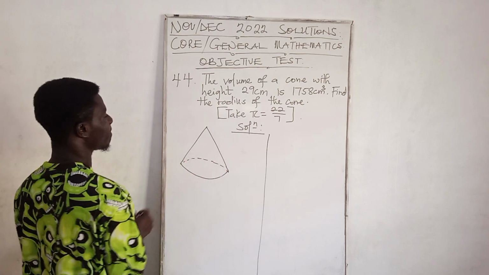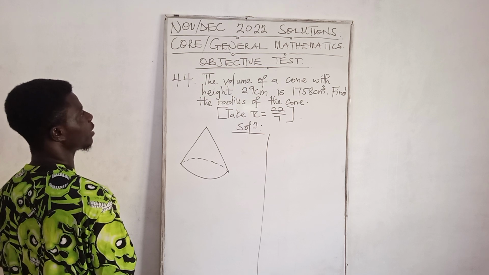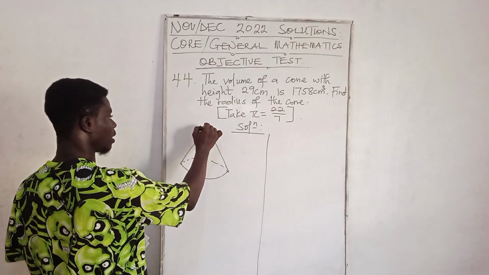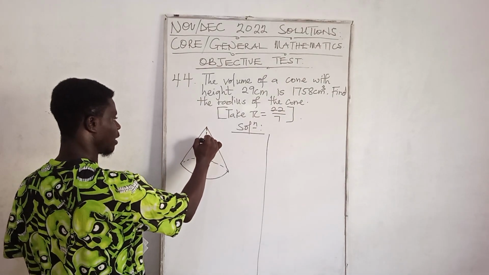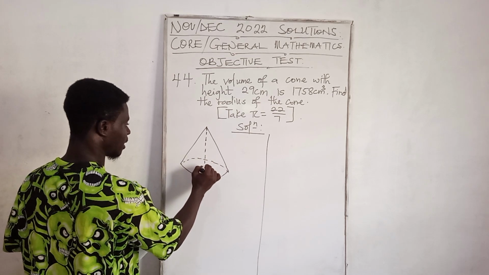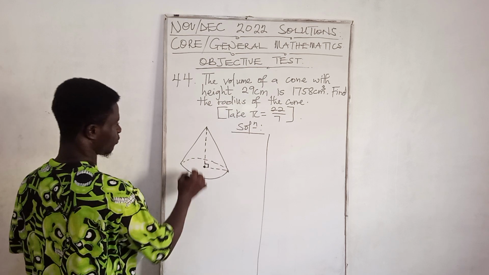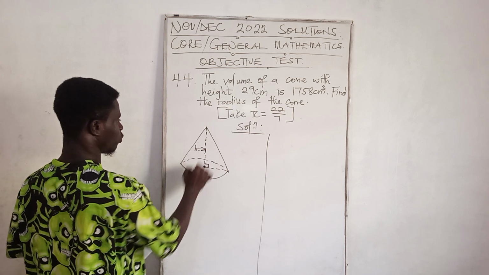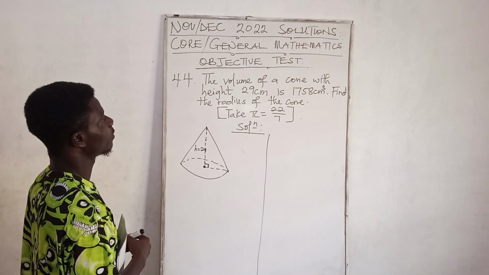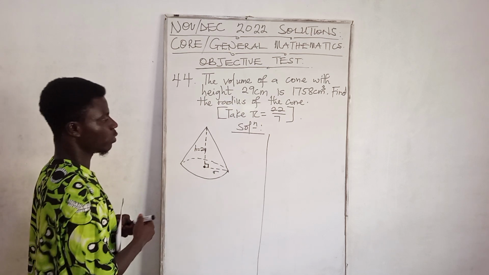You have a cone. Then they are saying that the volume of a cone with height 29 centimeters, which means the actual height or the perpendicular height. So we start from the apex to the center of the base. So we have the height to be 29 centimeters, right? So now, find the radius of the cone. They want us to find r.